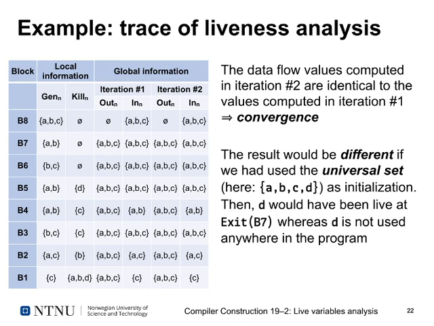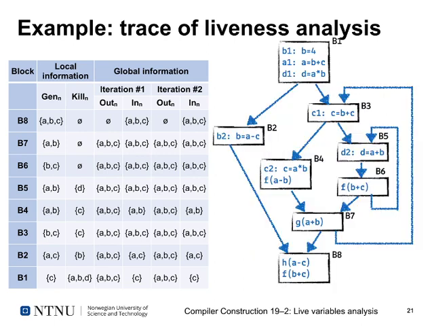We would get a different result if we had used the universal set to initialize it. So the universal set would be all variables just being used or defined in our complete program here. So this would be the set A, B, C, D. In this case, our variable D would have been live at the exit of B7 here. But if we take a closer look at our program, D is actually defined here and defined here, but it's not used anywhere in the program. So essentially, we could try to get rid of it with some optimizations.